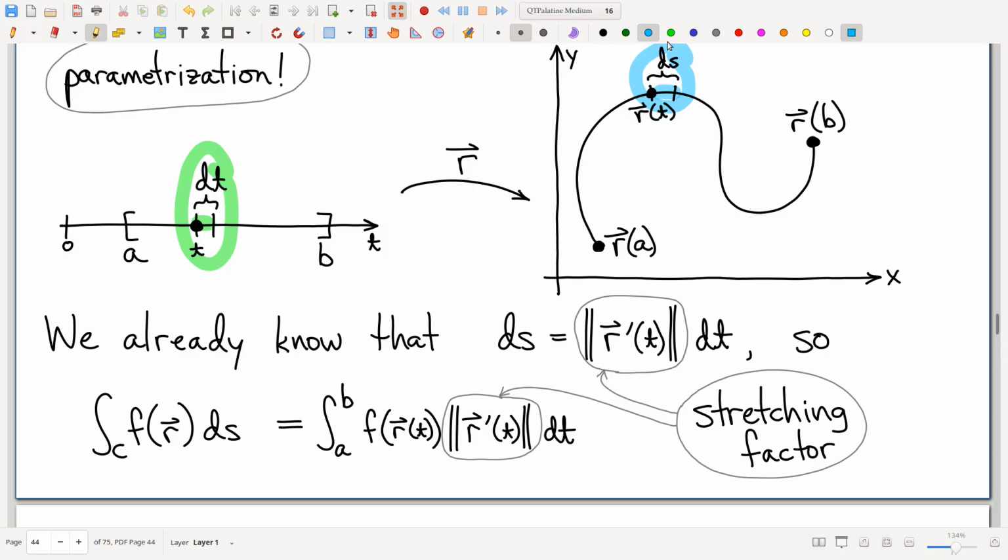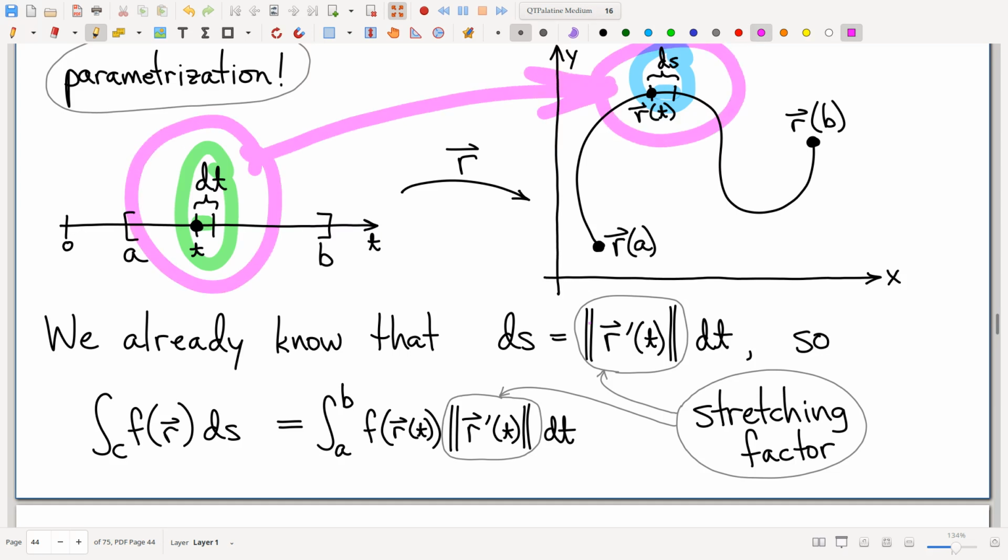Displacement per unit time is speed. Right? So our stretching factor, the thing that we multiply by dt to get ds, is speed, aka the magnitude of the velocity vector, aka the magnitude of the derivative of the parameterization. And don't forget to insert that stretching factor into your integral. How are we doing? Does that seem kind of plausible?